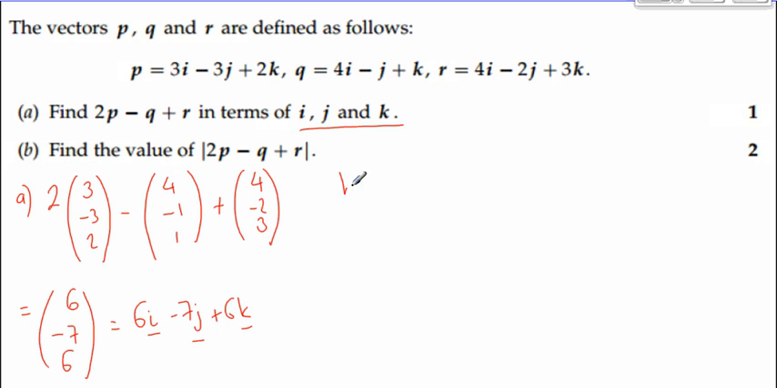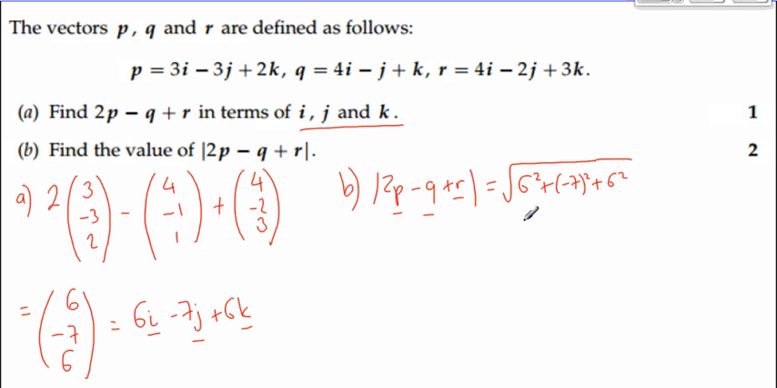And then B, very similar again, 2 similar questions to start. We're now finding the magnitude. So the magnitude of 2p minus q plus r is equal to the square root of 6 squared plus -7 squared plus 6 squared. Just calculating that, you get 72 plus 49, so that is 121. So it was √121, which is just going to be 11.